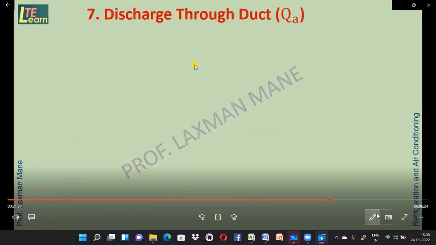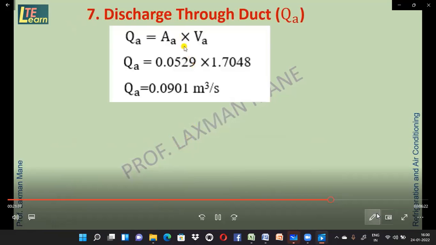Discharge of air passing through the duct is obtained by using formula area into velocity of the air. So area of the duct in meter square and velocity in meter per second. We find discharge in meter cube per second.